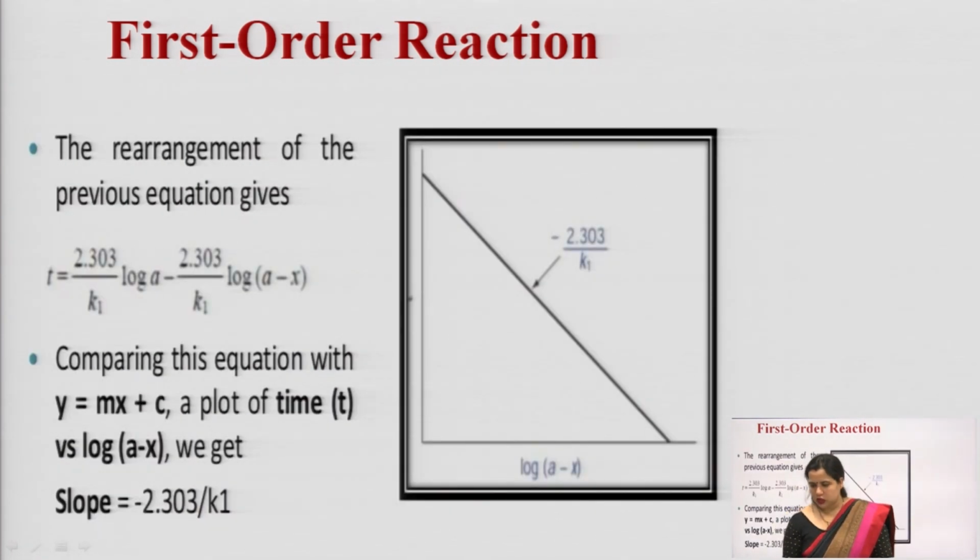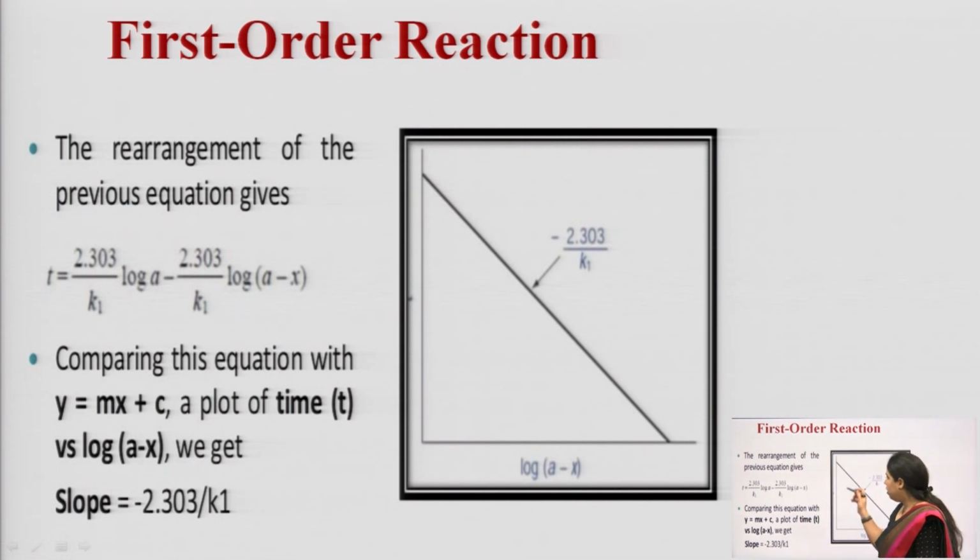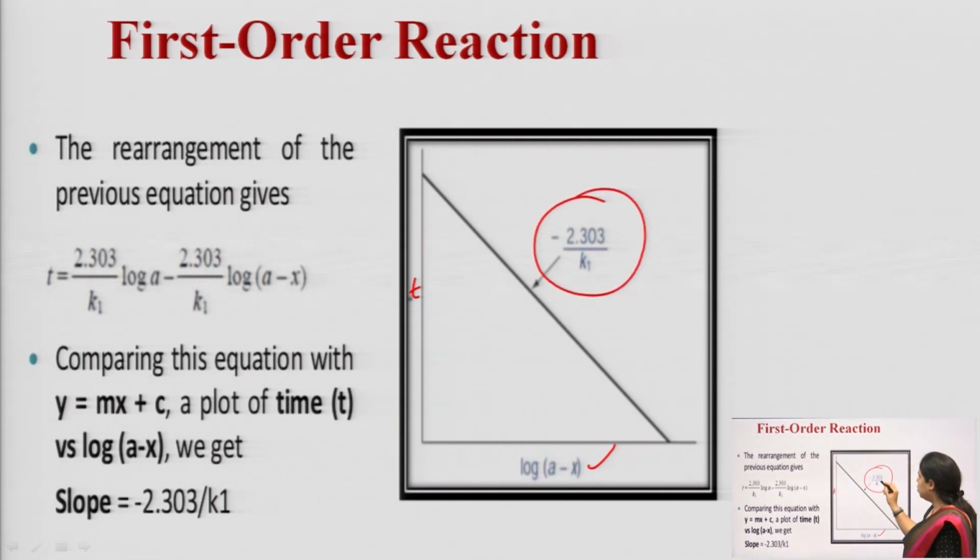The first order reaction equation can be rearranged. If we rearrange the previous equation, we can have t equals 2.303 divided by K1 times log A, minus 2.303 divided by K1 times log (A minus x). So, when we rearrange the equation, we can have this type of plot: log of concentration against time. This slope represents the value of minus K1 divided by 2.303.